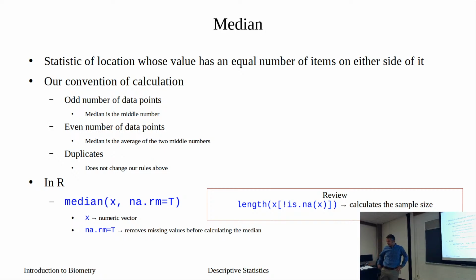First up was the mean, right? The arithmetic mean kind of gives us the balance point. The second measure of central tendency is the median. The median is the 50% point. That's what it is. It's basically defined as the 50%.